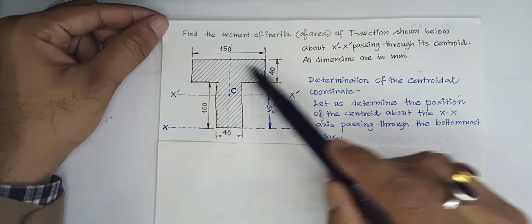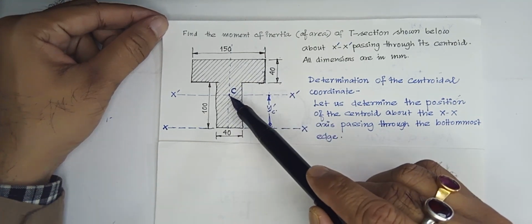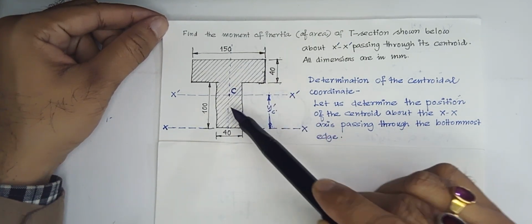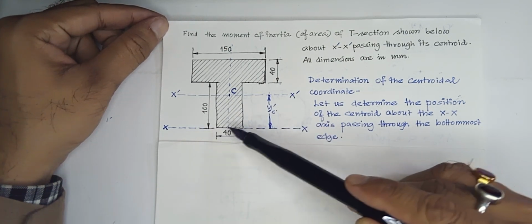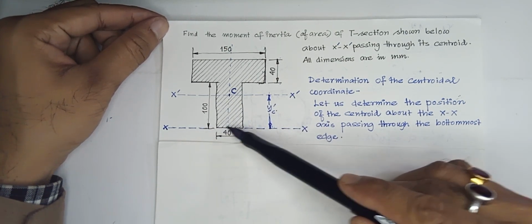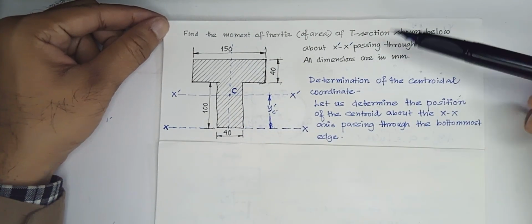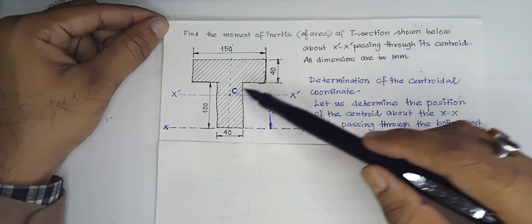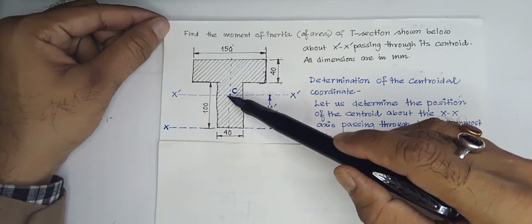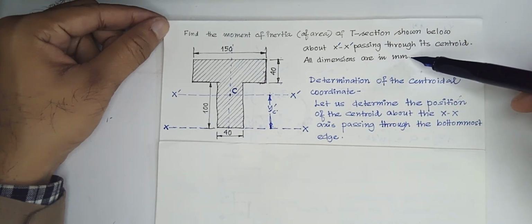So for this section, that is a T section, that is the centroid of the whole or the entire area, and this is the x-axis that is parallel to one of the edges, that is either this edge or this edge. We have to determine the moment of inertia of area or area moment of inertia about this axis passing through the centroid. All dimensions shown here are in millimeter.